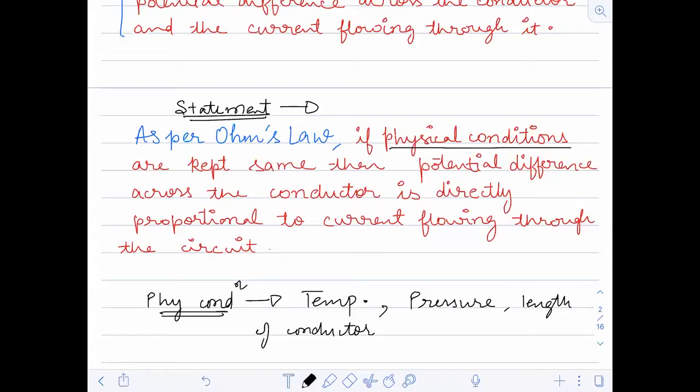Now as I read this statement, you just imagine that you have a rod. For that rod, the physical condition should not change. That means its temperature should be constant, its pressure must be constant, and its length must be constant when you perform this experiment. All of you are clear with this? What is the meaning of physical condition?